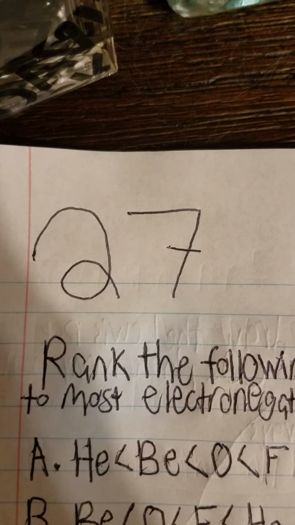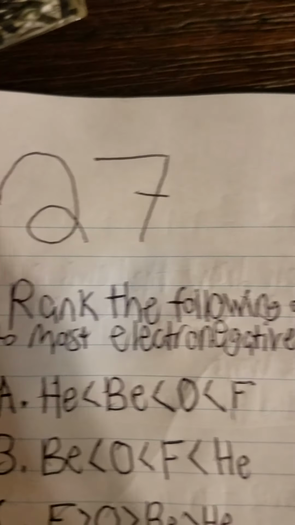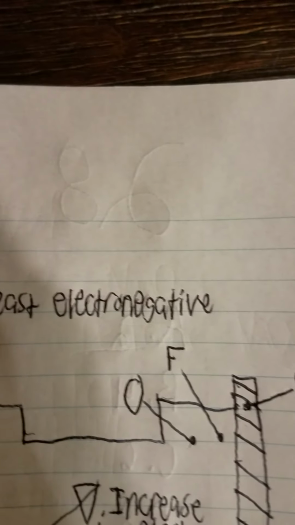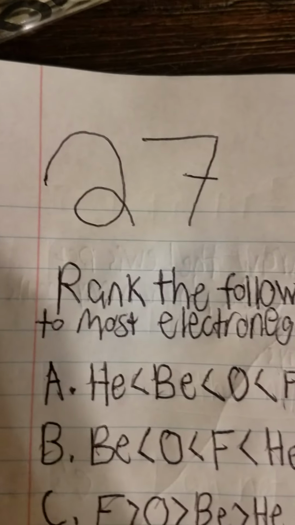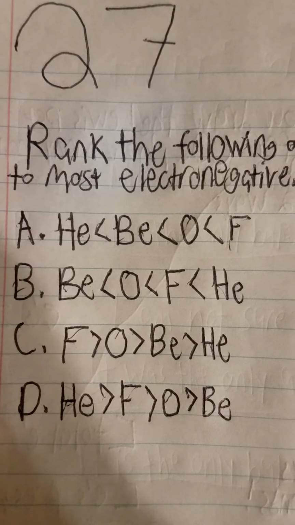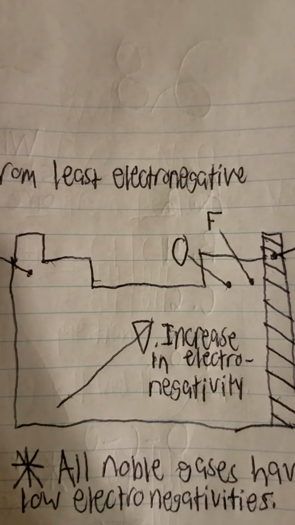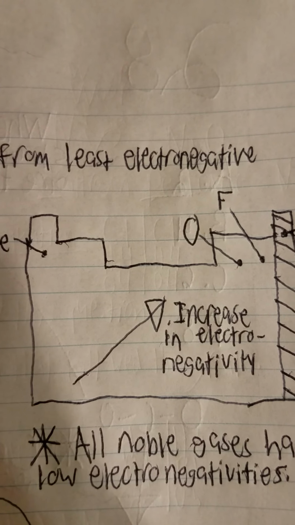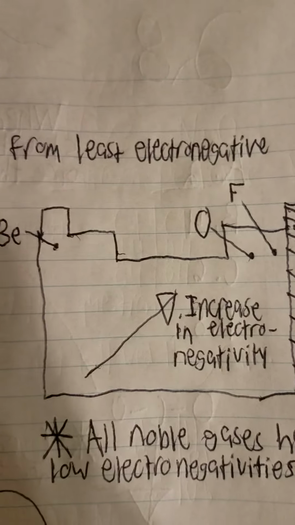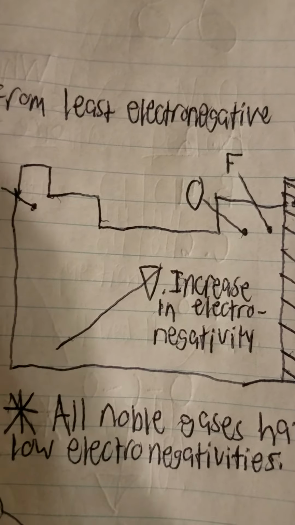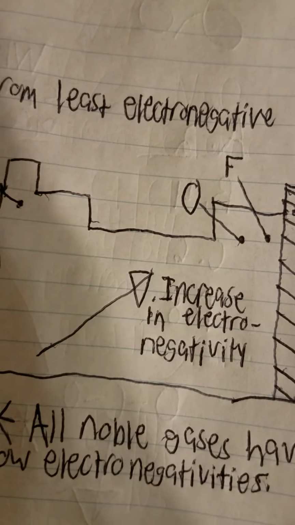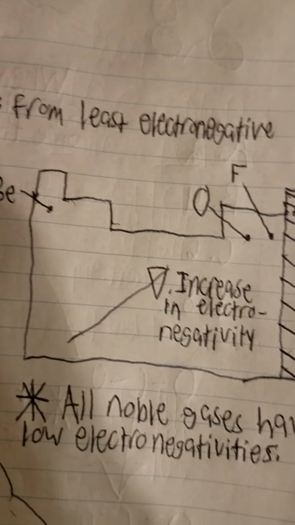So number 27 says, rank the following atoms from least electronegative to most electronegative. And here are our options. To find electronegativity, you look at the periodic table, and as you go up and horizontally to the right, electronegativity increases. You can do this by following the arrow that I drew. But there's an exception to this.